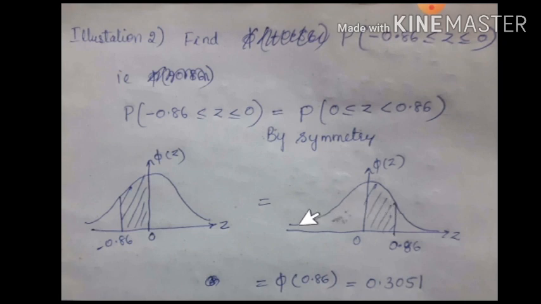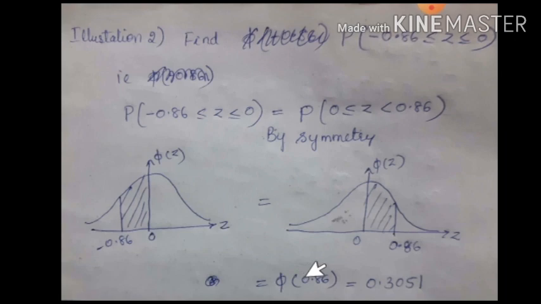It means the area between minus 0.86 to 0 is equal to the area between 0 to 0.86. Why am I converting to positive? Because the standard normal table we have contains values only for positive z. So convert the negative using the symmetry concept to positive. How to write the notation? Minus 0.86 to 0 will become 0 to 0.86 because of the symmetry concept. So this notation can also be written as phi of 0.86.